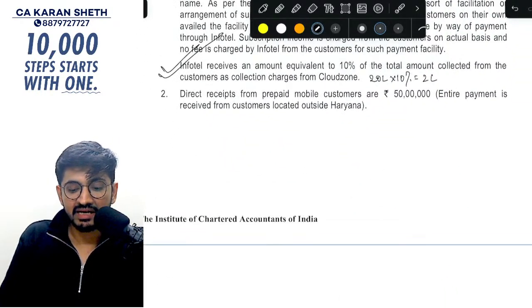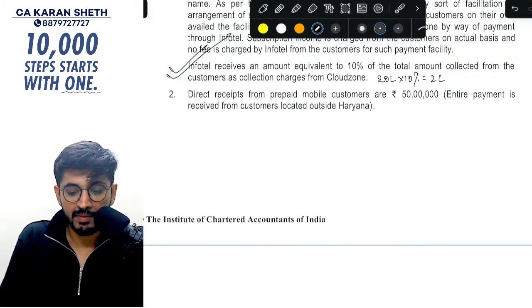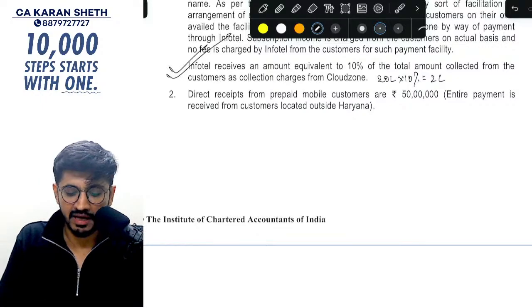Next is direct receipts from prepaid mobile connection. 50 lakhs, the entire payment is received from customers located outside Haryana. Fair enough.